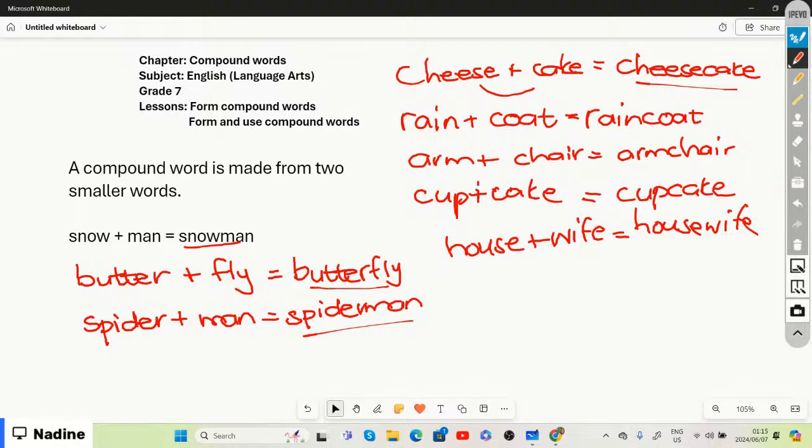All right, so now we're going to aplusstudents.ca. And there we are going to continue doing our lesson on compound words. And once again, we see that a compound word is made up of two smaller words. Once you join the two smaller words, it becomes one word that we create.